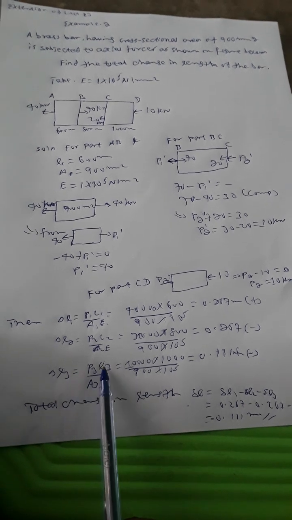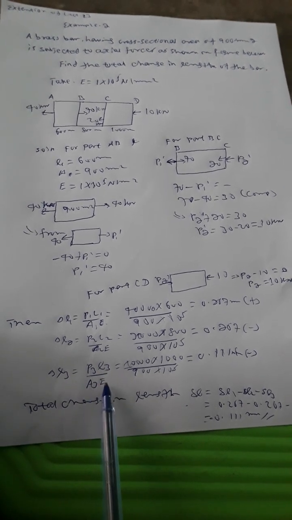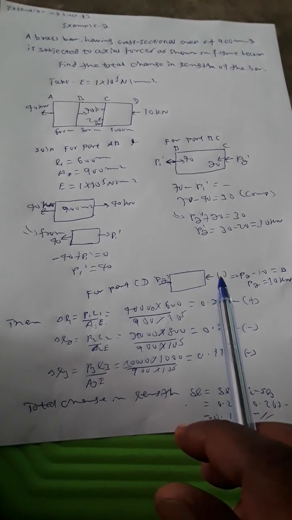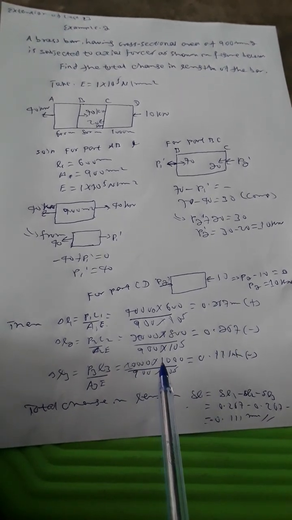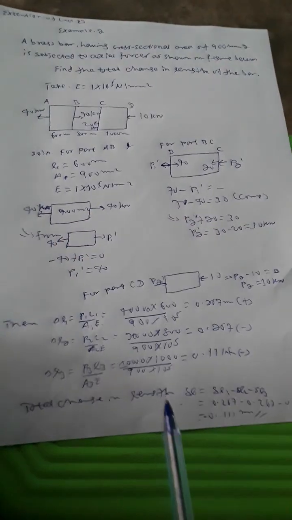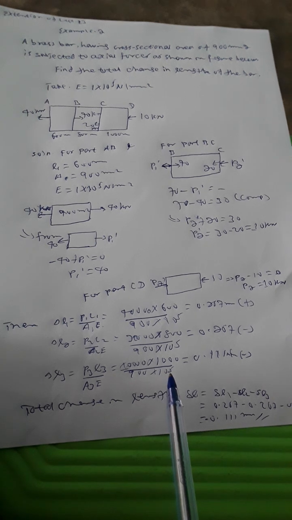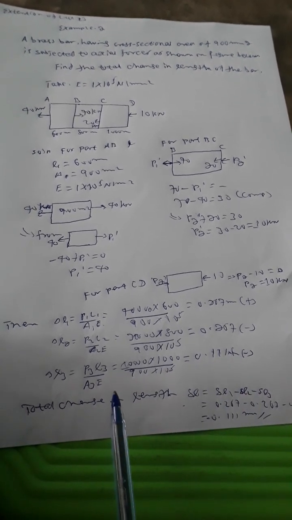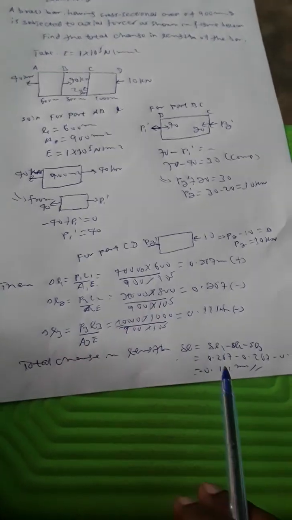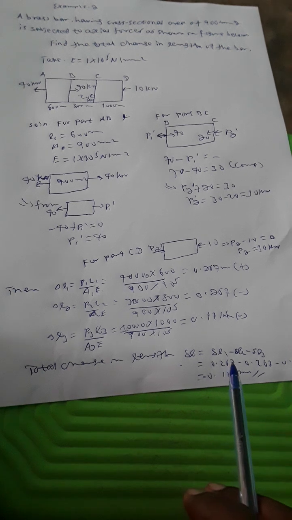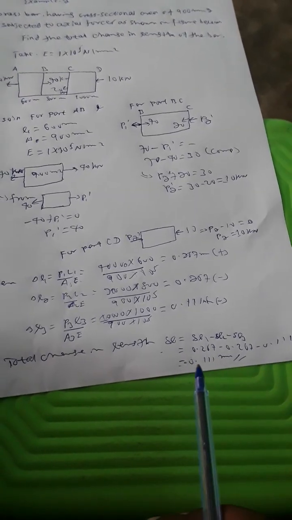Change in L3 is P3 L3 over A3 E. Since this is 10 kilonewton, this is 10,000 times 1,000, the length, over 900 cross-sectional area times 10 to the power 5. This is 0.11, compressional, so negative. Total change in length is equal to change in L1 minus change in L2 minus change in L3: 0.267 minus 0.267 minus 0.11 is equal to negative 0.11 millimeter.